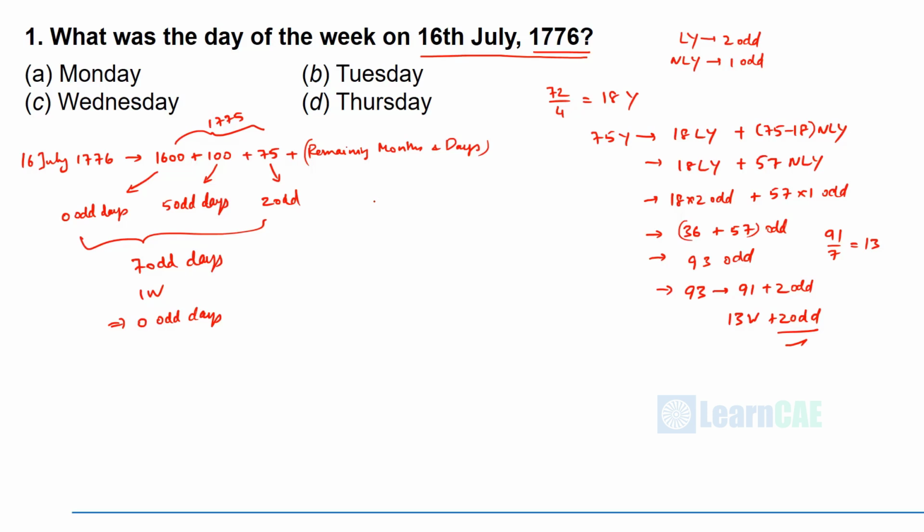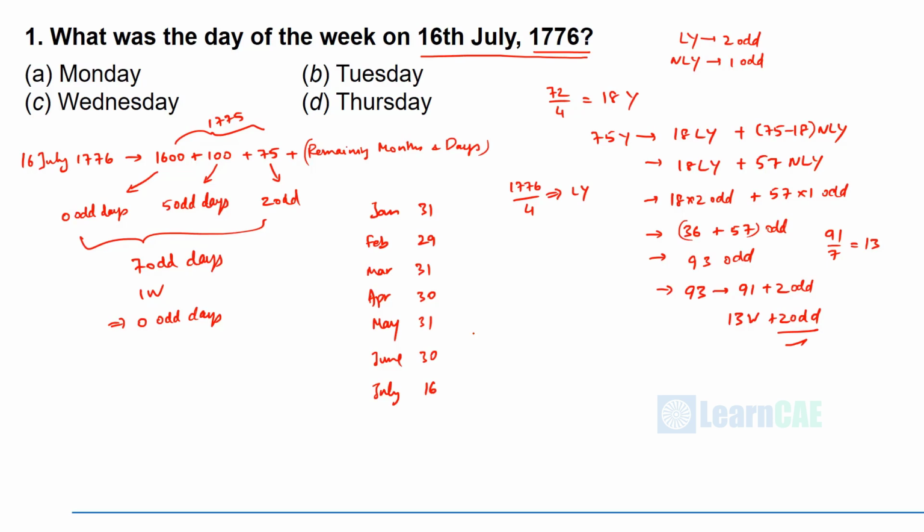So after 1775, it has got Jan, Feb, March, April, May, June. In July, 16 days because they are asking for the 16th July. In Jan, there are 31 days. In February, it can be either 28 or 29. 1776 by 4, it is a multiple of 4, so it means it is a leap year. Therefore, February has got 29 days. March has got 31, April 30, May 31, June 30 and July 16.